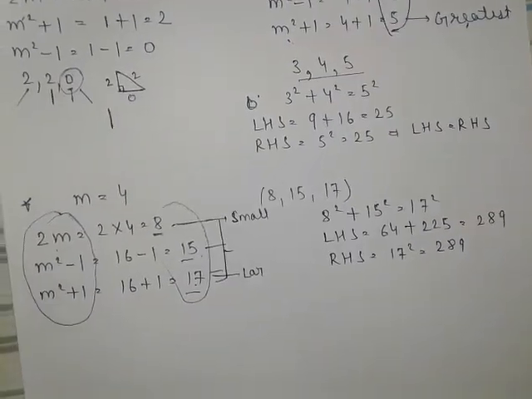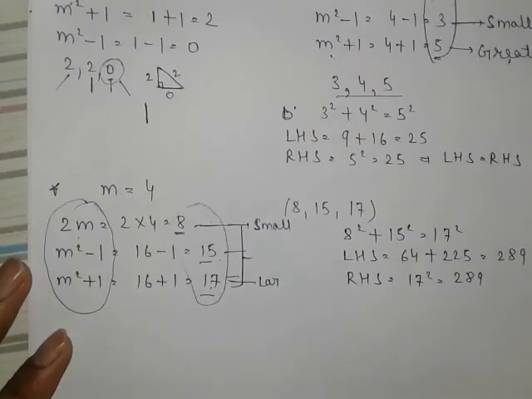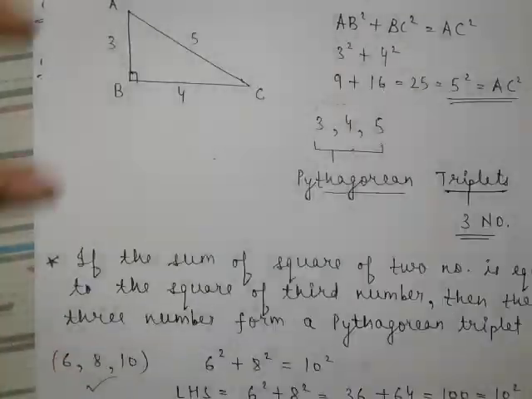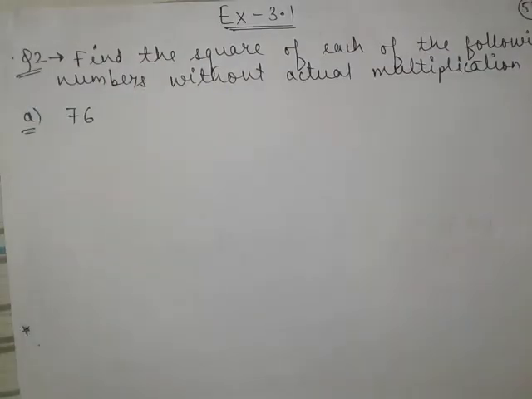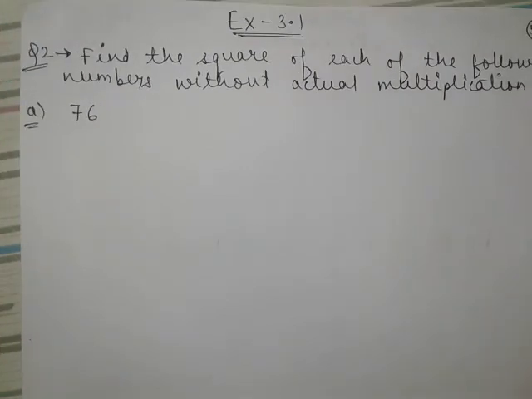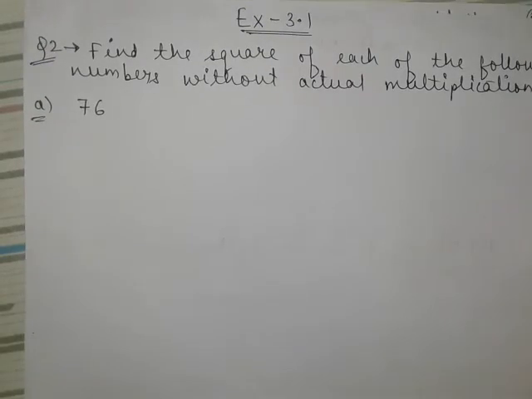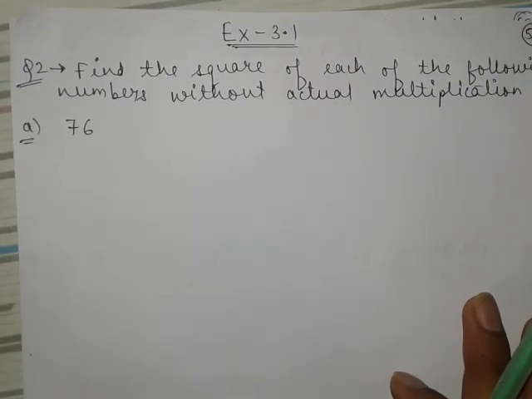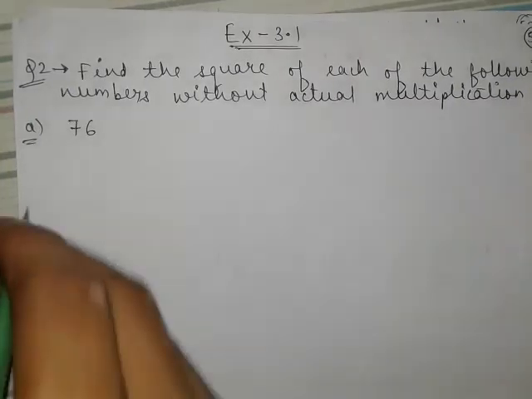Okay, so now we start our exercise 3.1. So 3.1 has the first question: find the square of each of the following numbers without actual multiplication. Okay, the method we just saw for finding squares, where you don't have to do actual multiplication, you just have to find the square.